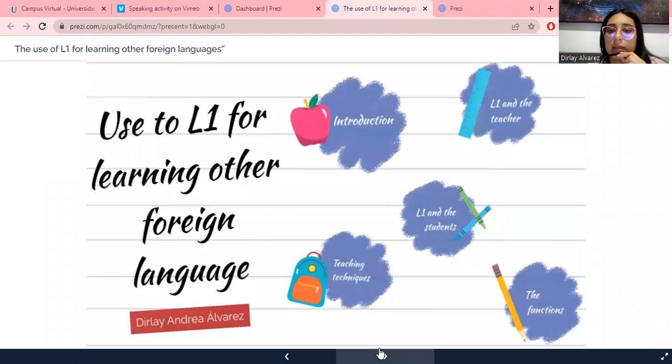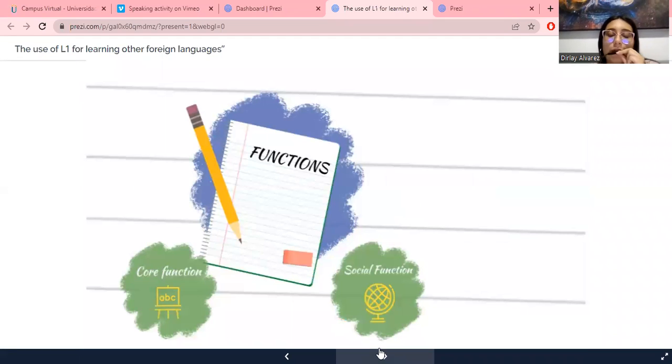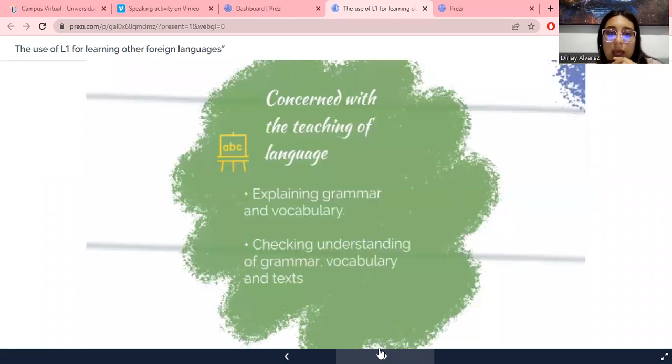Continue now with the functions. The L1 classroom functions used by the teachers can play an important role in facilitating language learning, regardless of whether they are core or social. Teachers use the following functions.